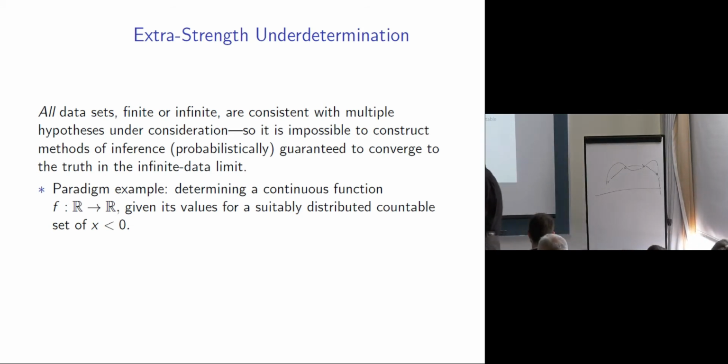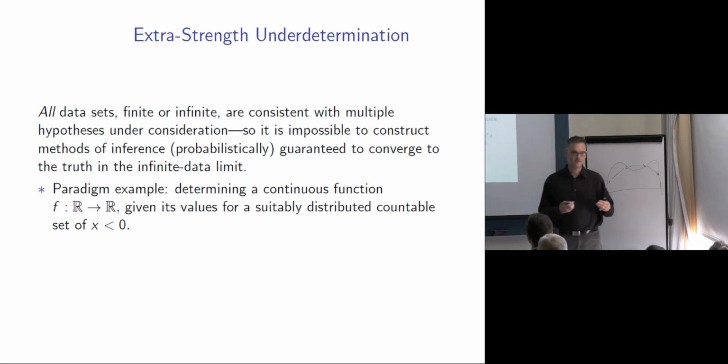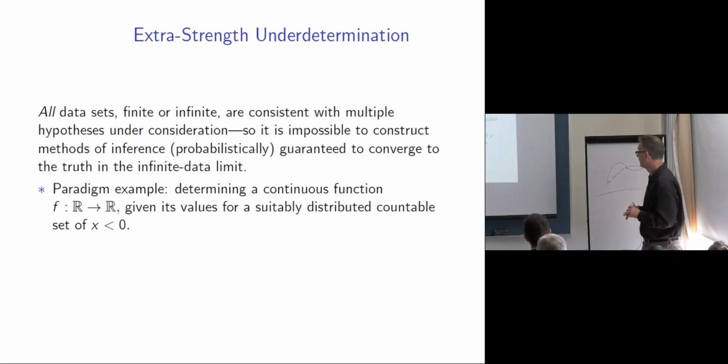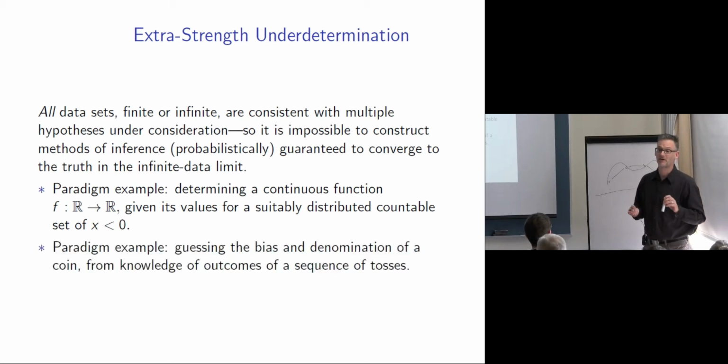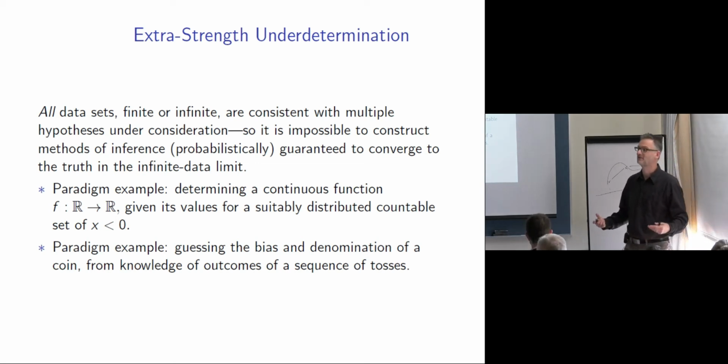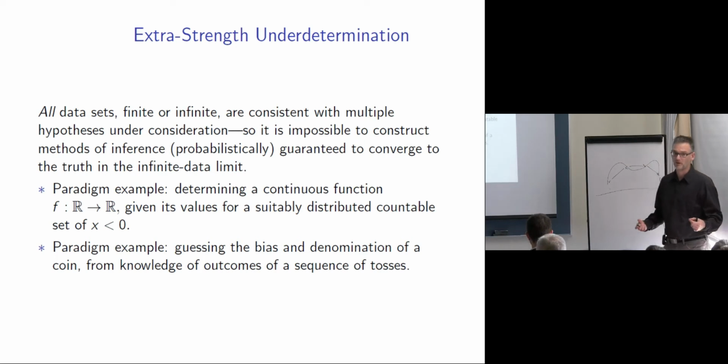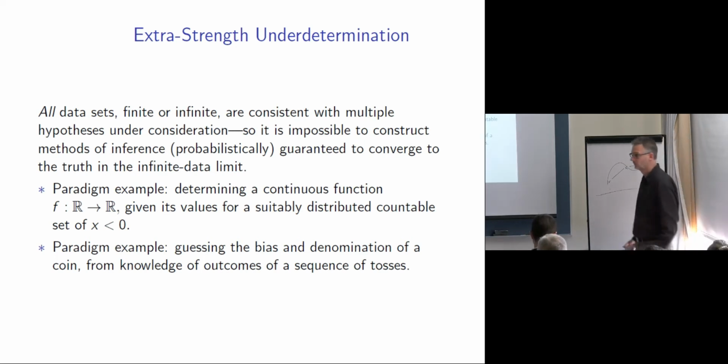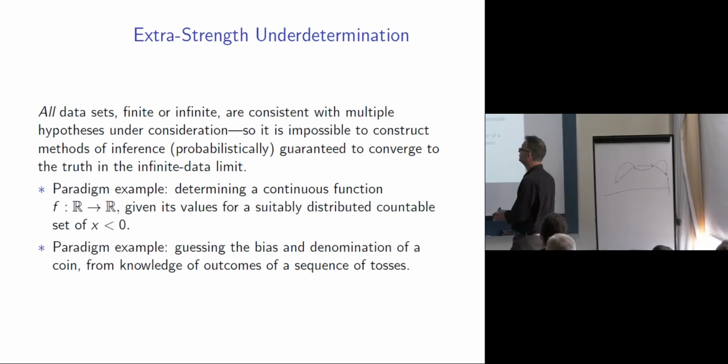Or in the coin case, another toy example, if I ask you to guess both the bias of the coin and its denomination, there's no method that's guaranteed to reach the truth. Right? Because you're not finding out anything about whether it's a quarter or a dime from finding out what pattern of heads and tails comes up when it's tossed. Okay. All right, so two kinds of underdetermination.